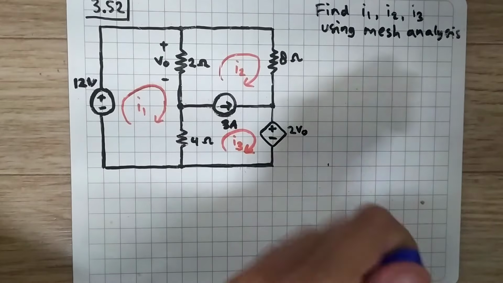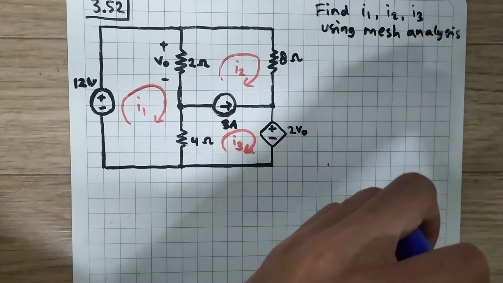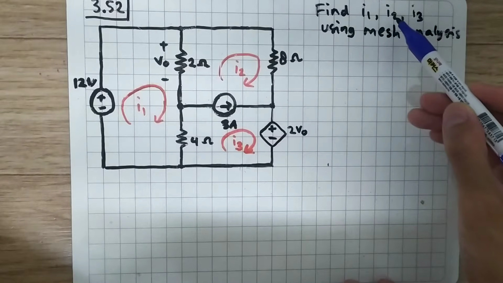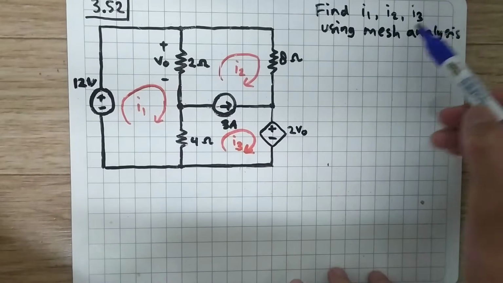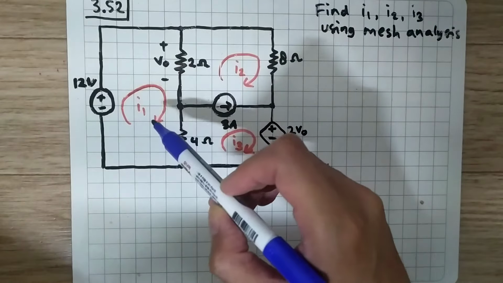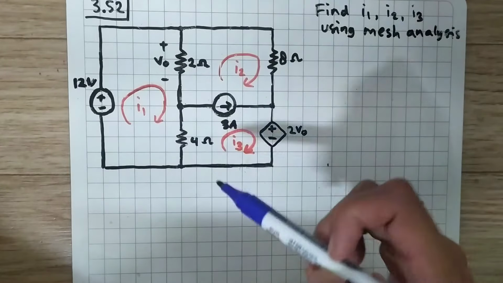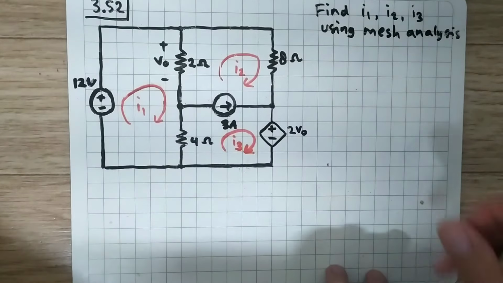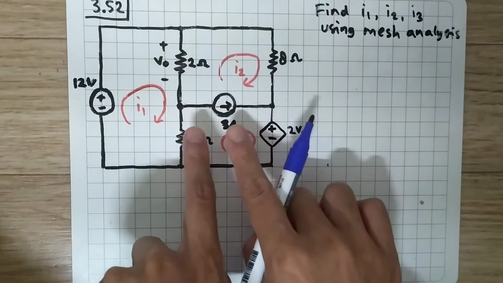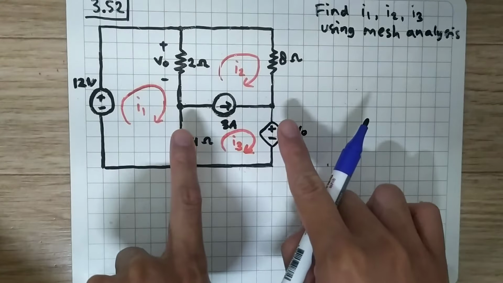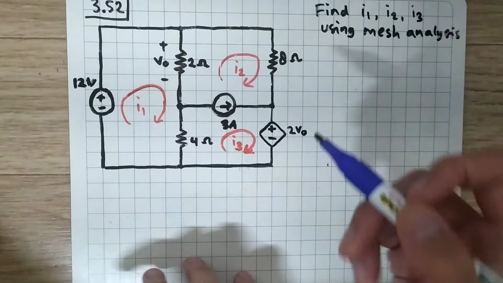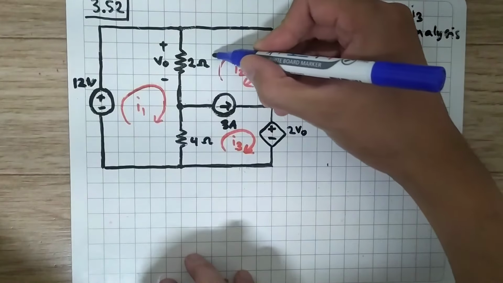So we want to solve problem 3.42 from the Sadiku book. The question is to find I1, I2 and I3, which are the loop currents here, using mesh analysis. Okay, we have these three loops, but here we have a current source that we cannot know the voltage of, so I'm going to do super loop analysis.